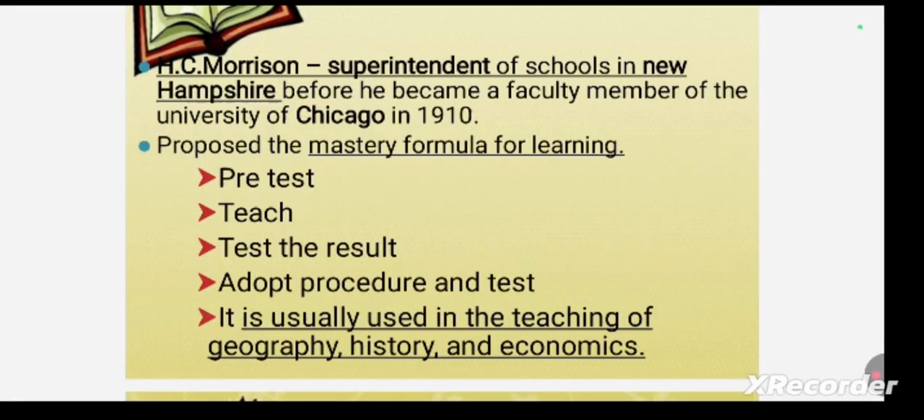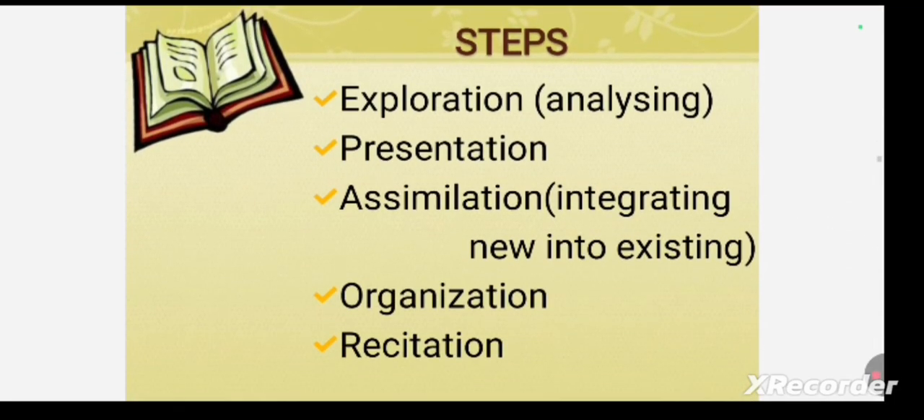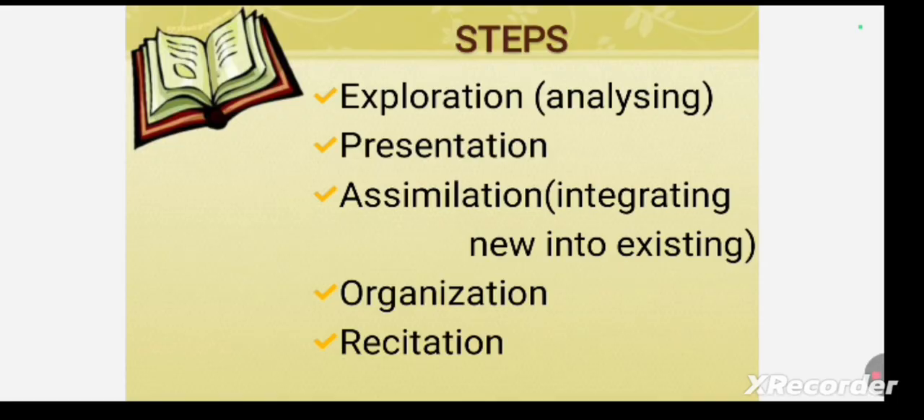This Morrison approach especially can be used in the teaching of arts subjects, that is history, geography and economics. Why? The reason is we have to revise the steps. The first thing, please remember this: the Morrison approach can be applied in history, geography and economics. So the steps of this particular approach are exploration, presentation, assimilation, organization and recitation. Exploration is nothing but simply analyzing whatever we have learnt already. And then presentation.